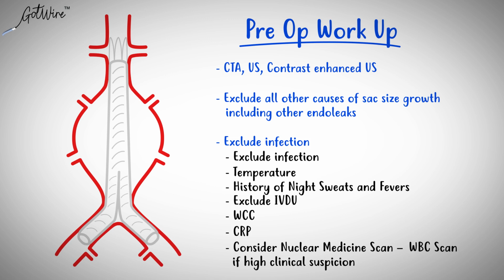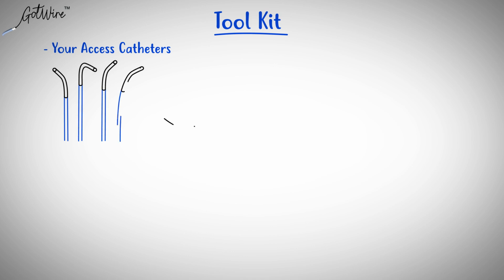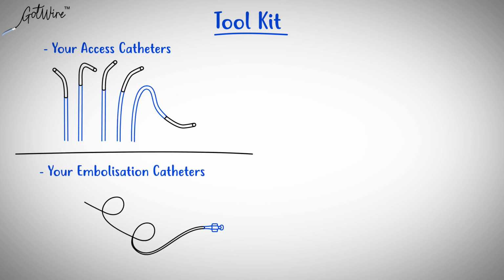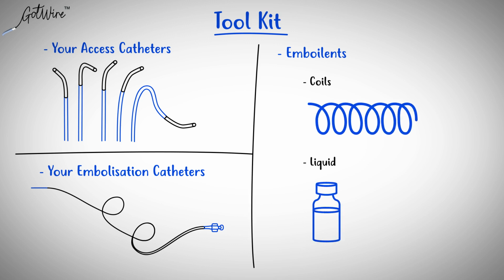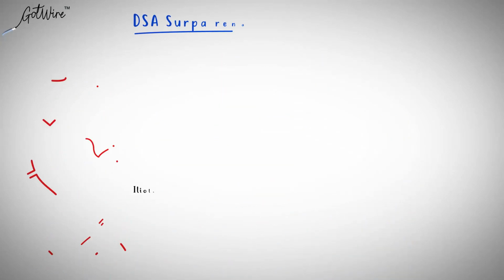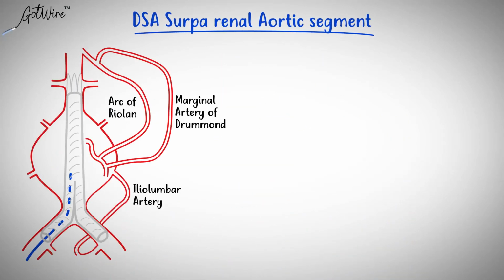Let's first discuss transarterial options for managing type 2 endoleaks. On the day, your toolkit for this procedure will include your access catheters, which can range from standard to more designated shapes, your embolization catheters, which may be essential for accessing lesions given they have low profile and long length, and of course, your choice of embolant. These can be coils, liquid embolant, and embolization particles. The first step on the day involves a thorough diagnostic assessment, which includes a DSA via a pigtail of the suprarenal aortic segment in AP and lateral views.